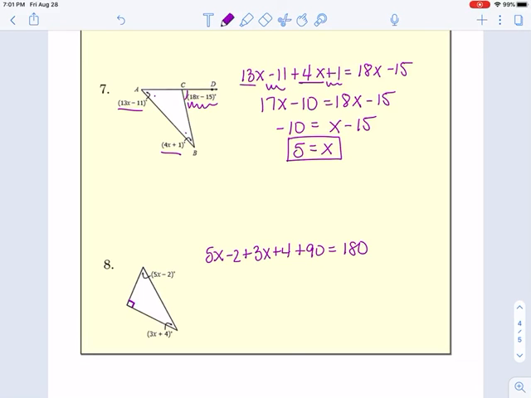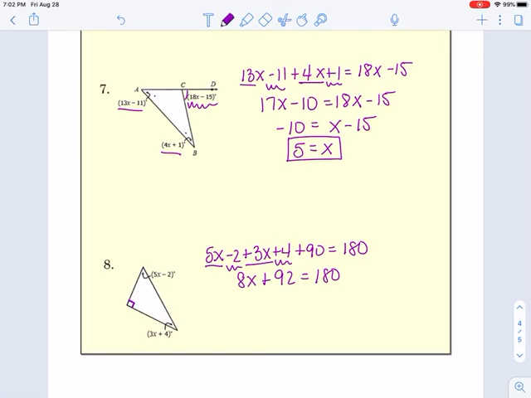And again, let's combine our like terms on the left-hand side. Again, on the left-hand side, you're just doing what the problem is telling you to do. You're not going to opposite sides yet. So I have a 5x and a 3x. That should give me an 8x. And then I have a negative 2 plus 4, which will give me 2. And then 2 plus 90 should give me a 92. And that's going to make me equal to 180.